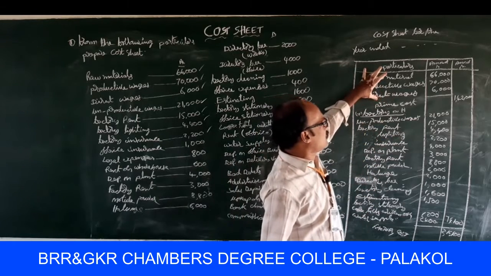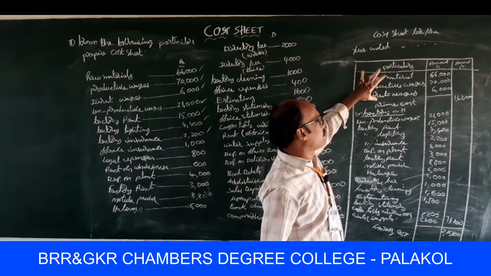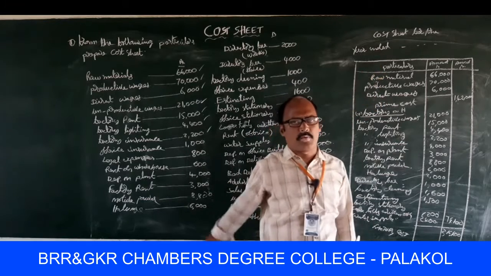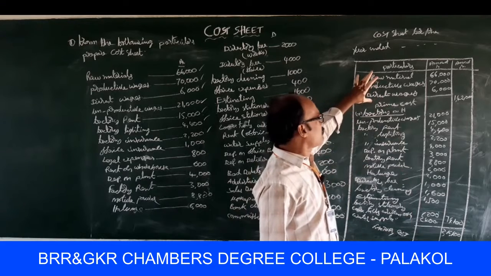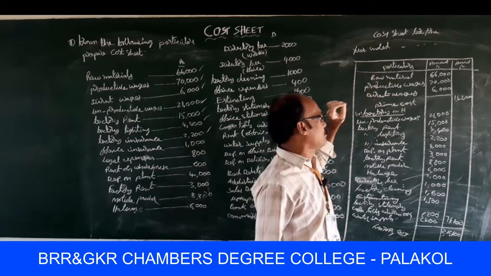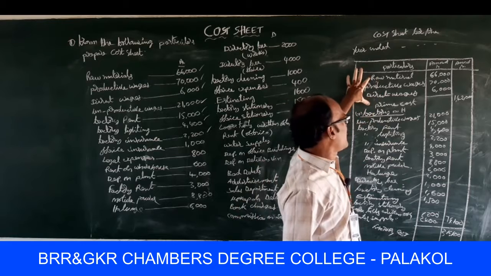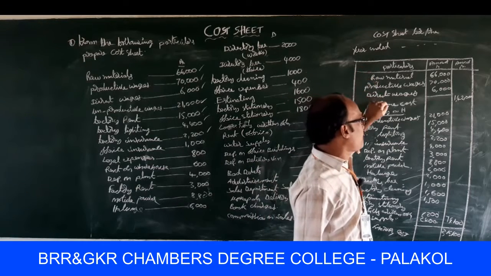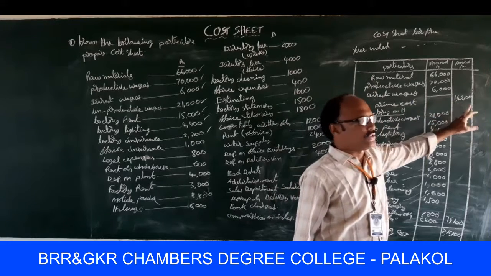These are all the transactions recorded under the head of prime cost. On the basis of the problem, there are three transactions for prime cost. What are they? Raw materials, productive wages and direct wages. The total of prime cost is equal to 1,42,000.